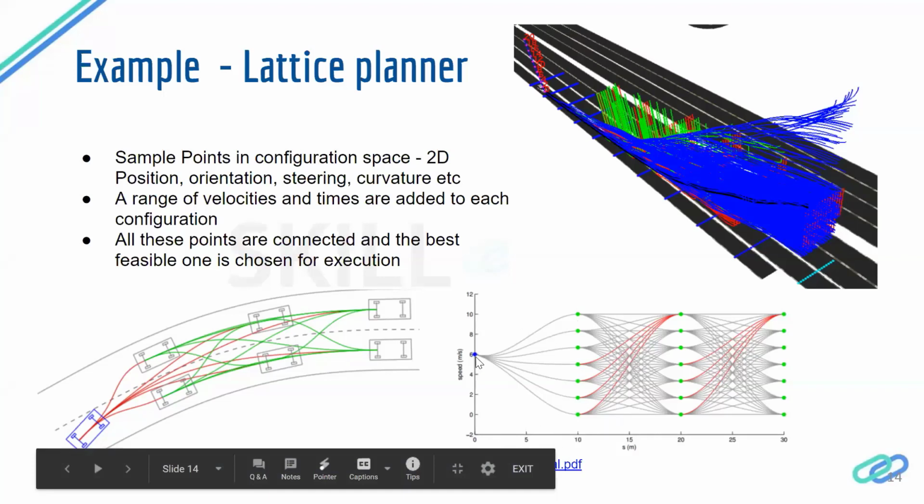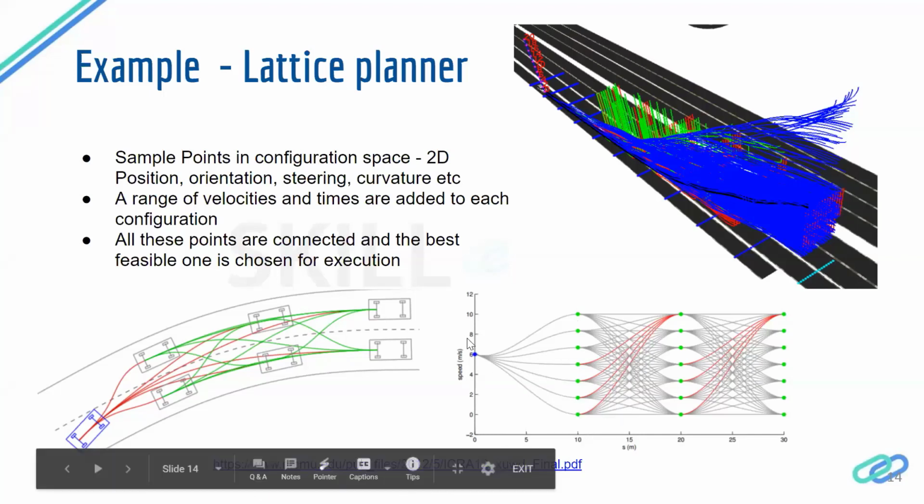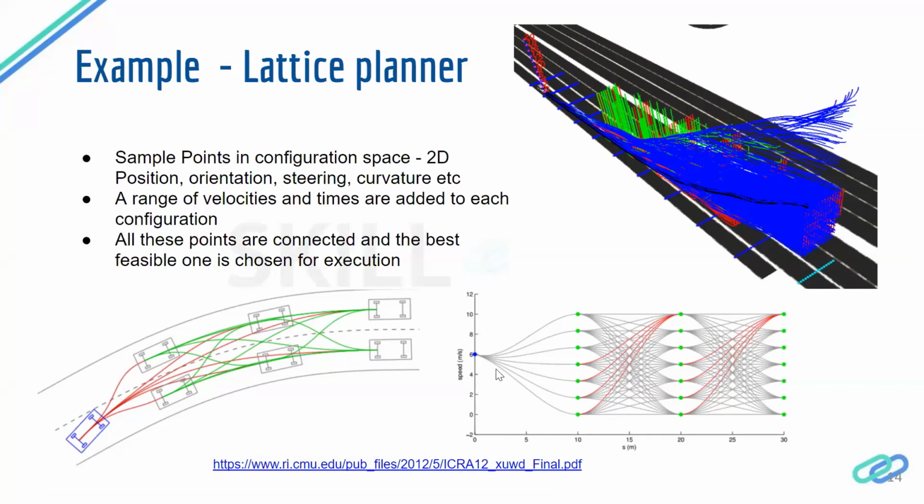So the current speed is 6 meters per second. I can say that, okay, I can go from 0 to 10 with 0 to 6 to 2 meters per second. I can decelerate, or I can continue with the same speed, or I can accelerate and go to 10 meters per second velocity. So these are the velocities.